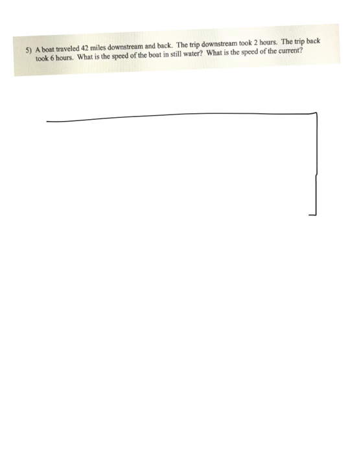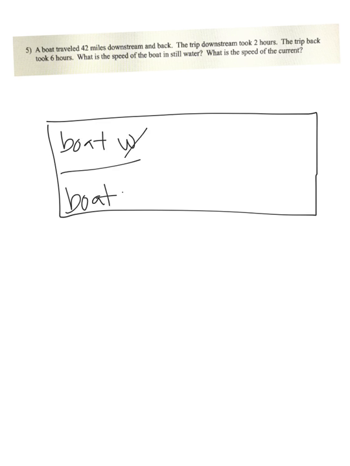Okay. This is distance equals rate multiplied by time. The boat traveled 42 miles downstream and back. The trip downstream took 2 hours. The trip back took 6 hours. What is the speed of the boat? So we're going to do boat with, and then boat against.